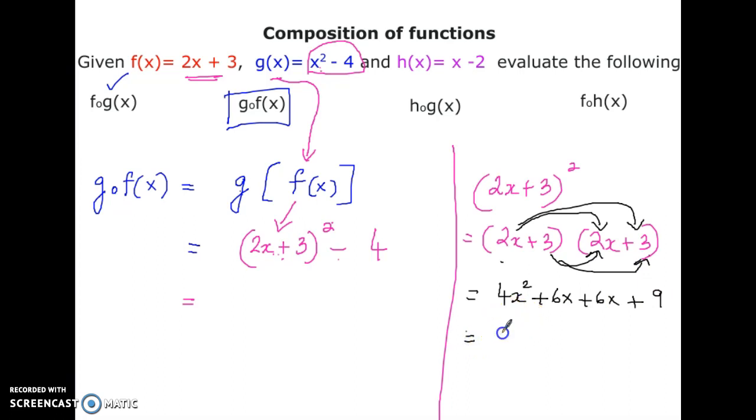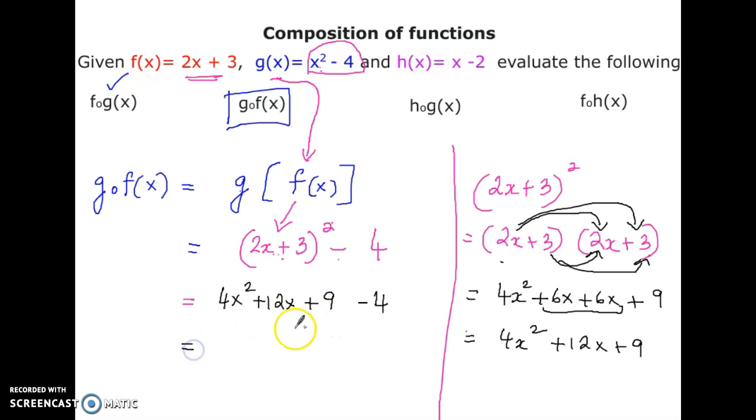And then we combine like terms, so we get 4x square, 6x plus 6x is 12x, plus 9. So that's what we get for 2x plus 3 the whole square. We get 4x square plus 12x plus 9 minus 4, bring down the minus 4. And then combine like terms, so we get 4x square plus 12x plus 5. 9 minus 4 is 5, and that's our answer to that question.